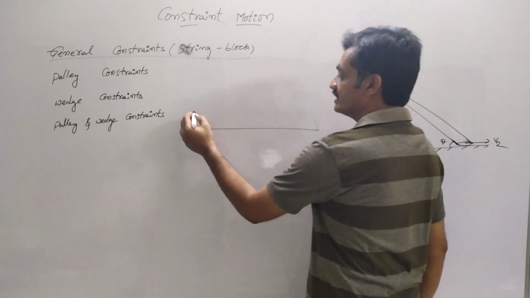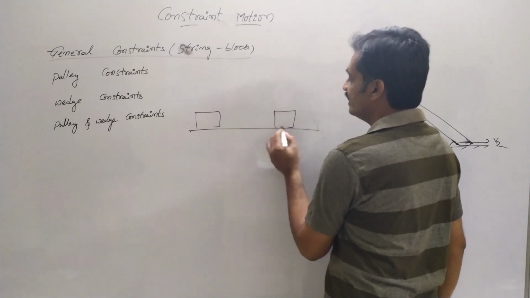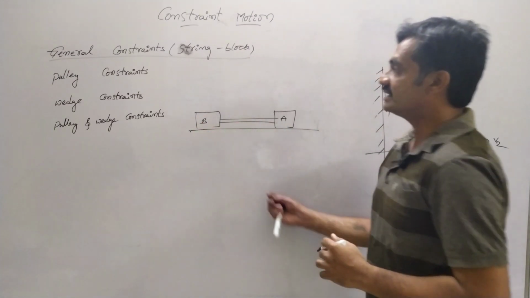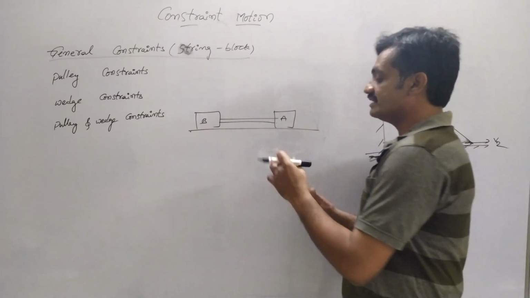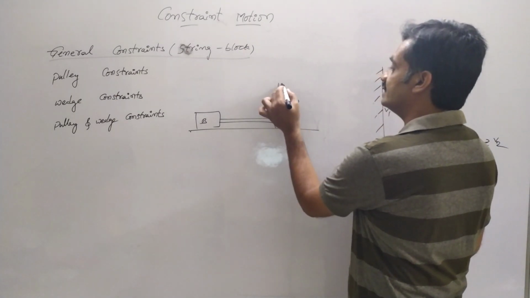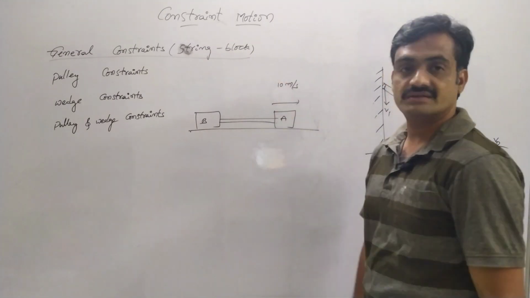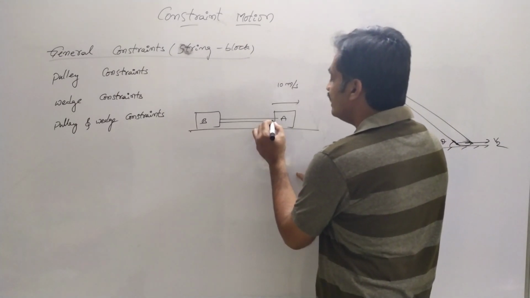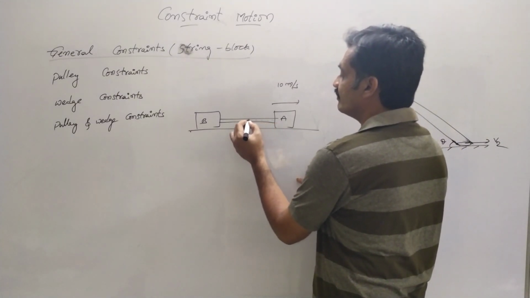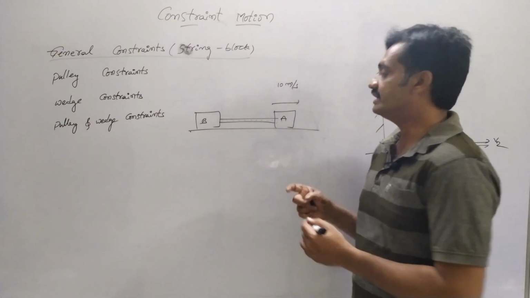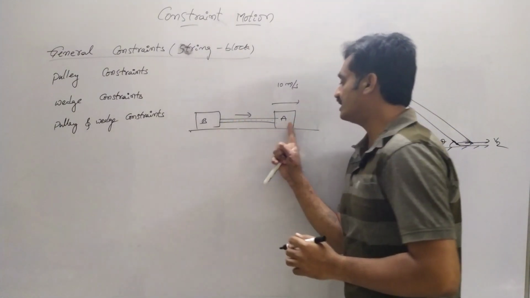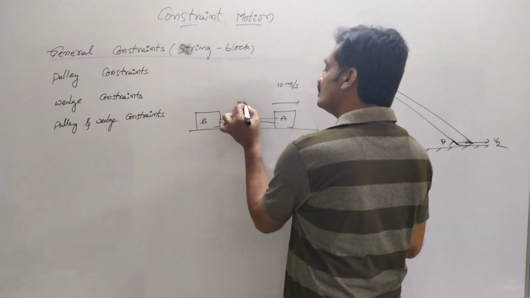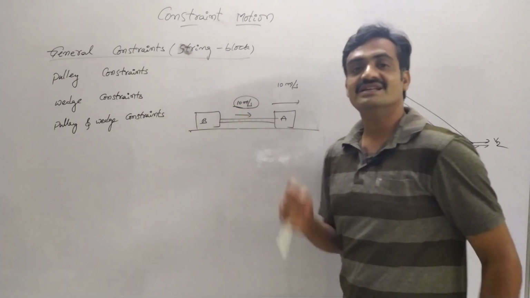For this I am going to consider two blocks A and B. Now I am going to connect these two blocks using a string. Here if I consider the velocity of the first block as 10 meter per second, then at any point on the string the velocity remains 10 meter per second. Since the block moves in this direction with a velocity of 10 meter per second, the string also moves with the same speed, 10 meter per second.